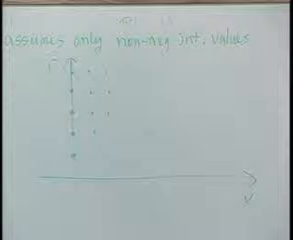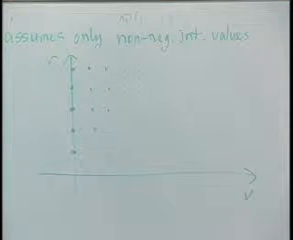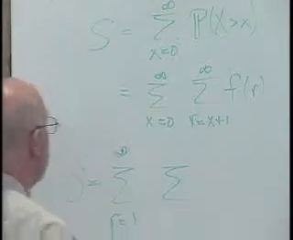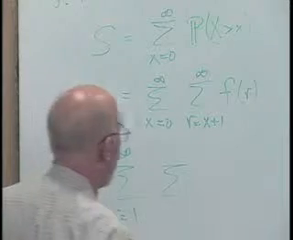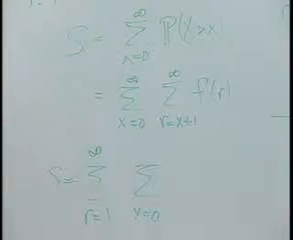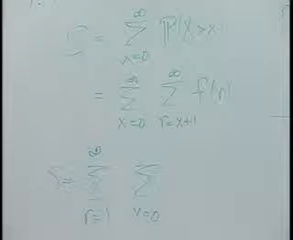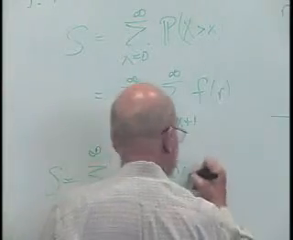Okay, now I want to do the sum in the opposite order. What's the smallest value of r that I ever use? 1, right? And for each value of r, I sum over x, starting with the lowest value of 0. And what's the largest value of x that I use for a given r? R minus 1.